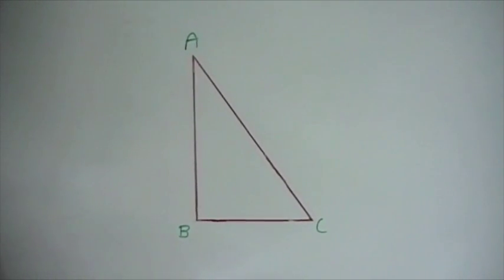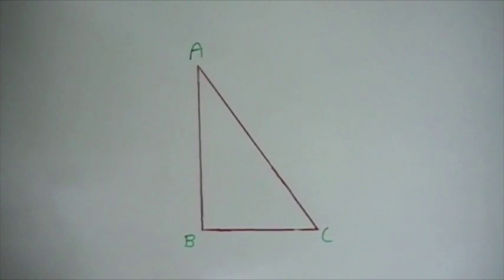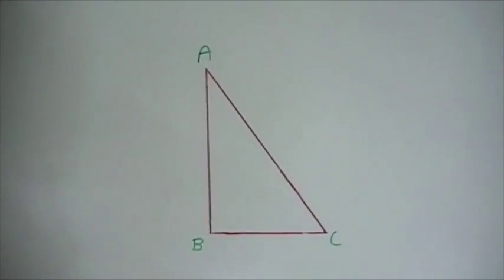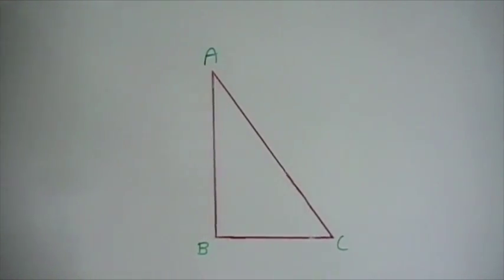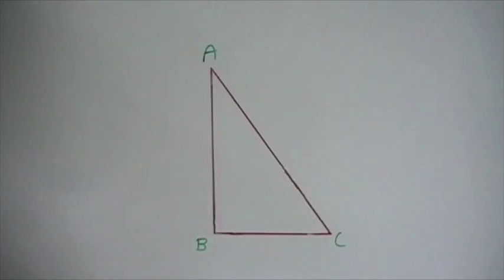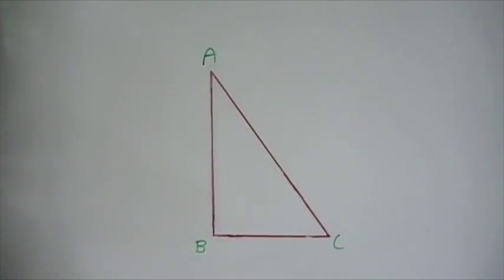Identifying a right-angled triangle. Trigonometry only applies on right-angled triangles. Is this a right-angled triangle? I don't know. I'm not sure. Why not? It looks like a right-angled triangle. I'm not sure because it does not have the right-angled symbol.